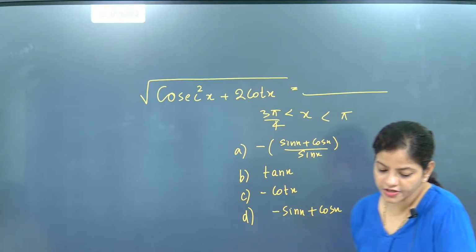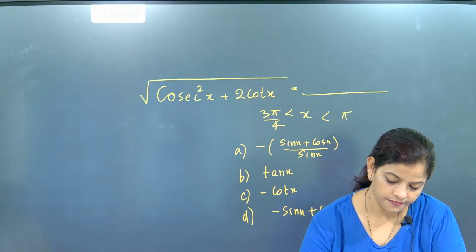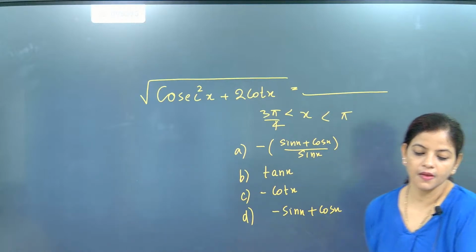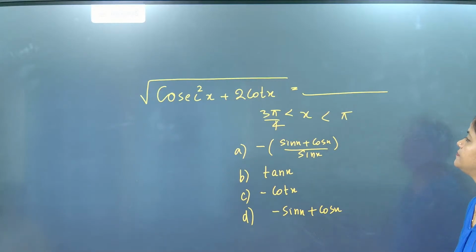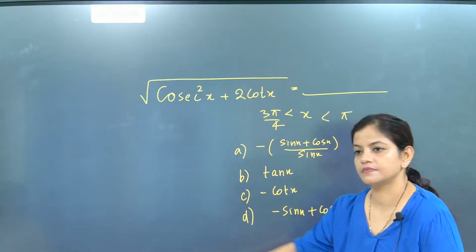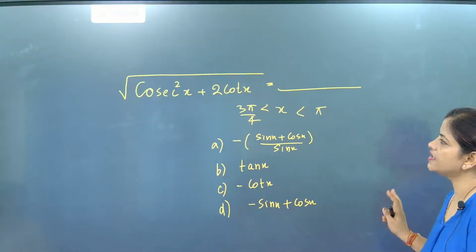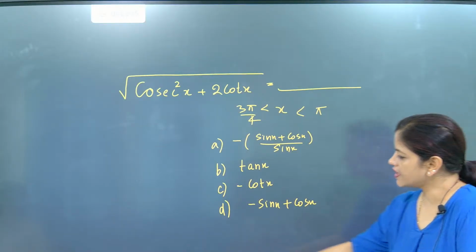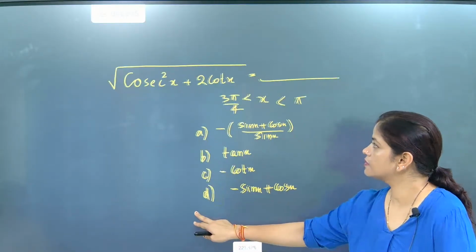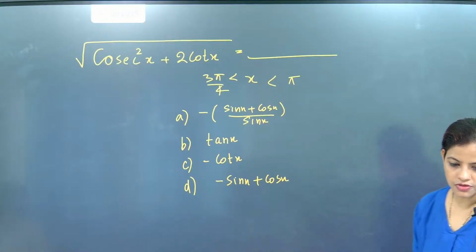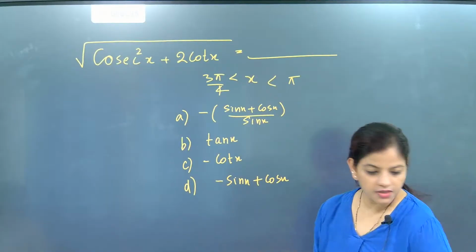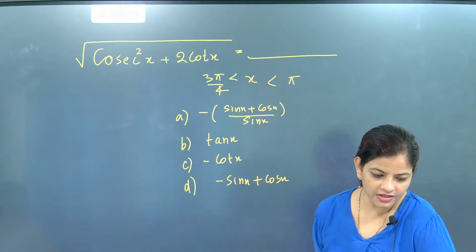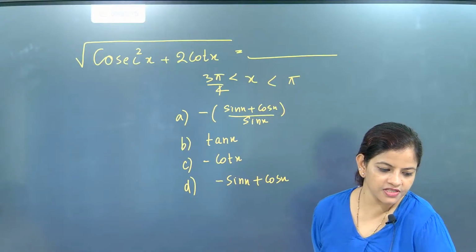Come on, go for it, children. Think about this question and say the answer. Cosecant square x plus 2 cot x. What can be the answer? Sujata, Siddharth, Anya, Ayush. No, many are there. Saurav, what is the answer? Come on.